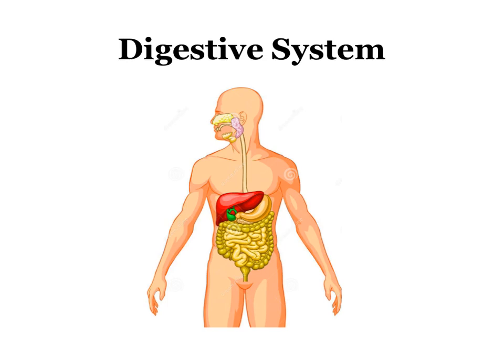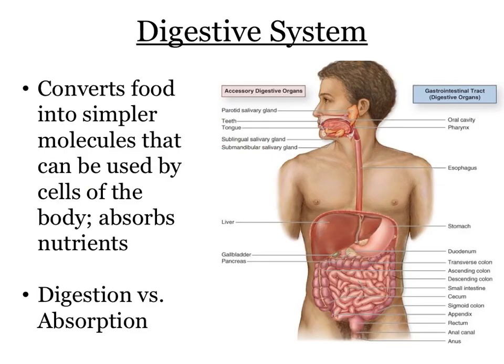Hello everybody, and in this video we're going to be talking about the digestive system. So to start out, let's first talk about what the function of the digestive system is. As you can see here, the function of the digestive system is to convert food into simpler molecules that can be used by the cells of the body, and it's also to absorb nutrients.